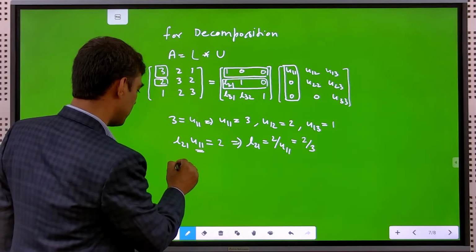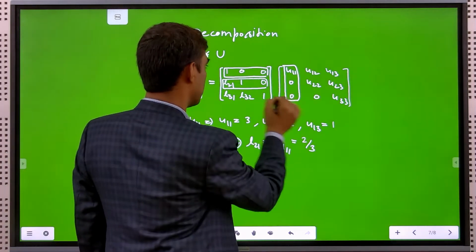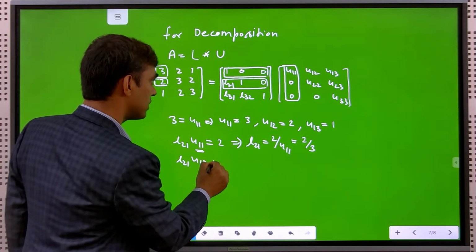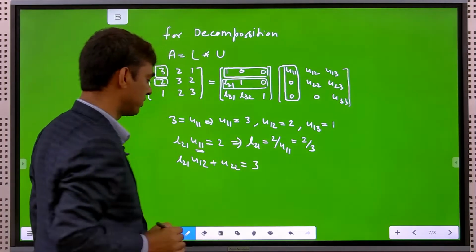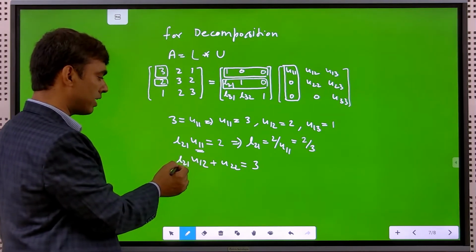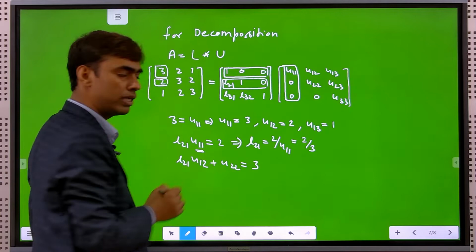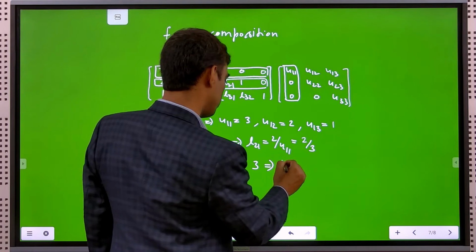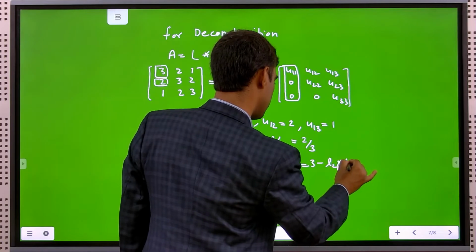This becomes L21 u12, the first element of the second row times the first element of the second column, plus u22 equal to what? Equal to 3. Now we put the values of L21 and u12, because we already found L21 in a previous step, and next to the previous step we found u12. So what is the value of u22? Once we simplify, u22 equals 3 minus L21 into u12.